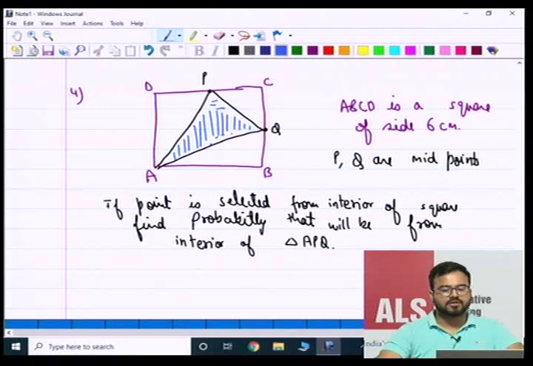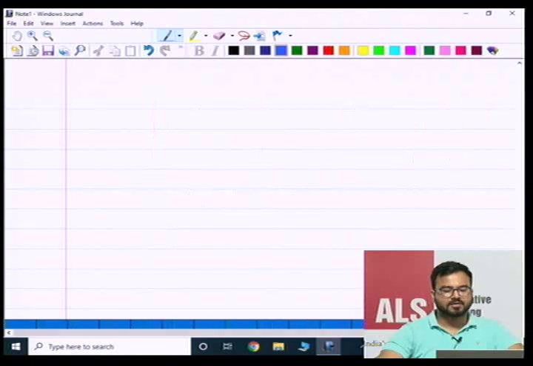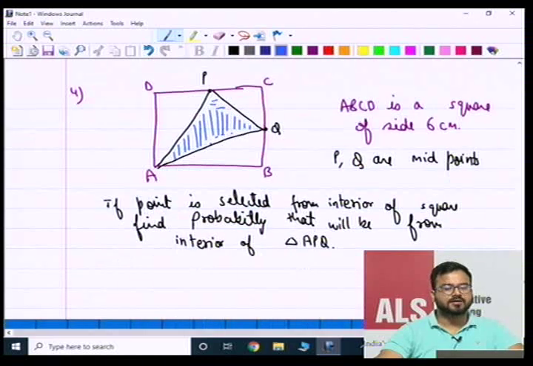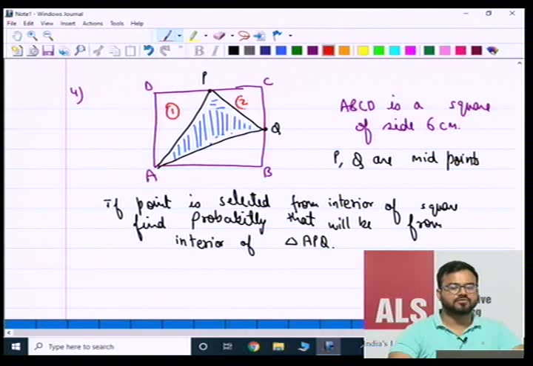See how we can solve this one. We just have to find the area of the shaded region. So what we can do, let us name these three regions as 1, 2 and 3. So the total area of the square is 36.